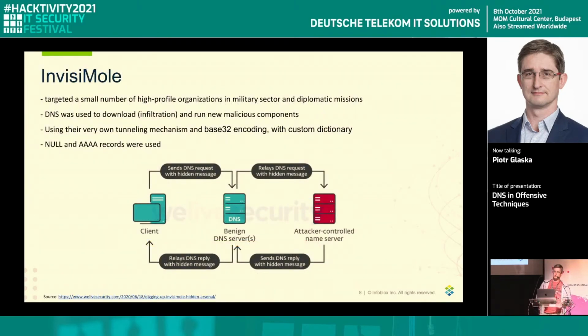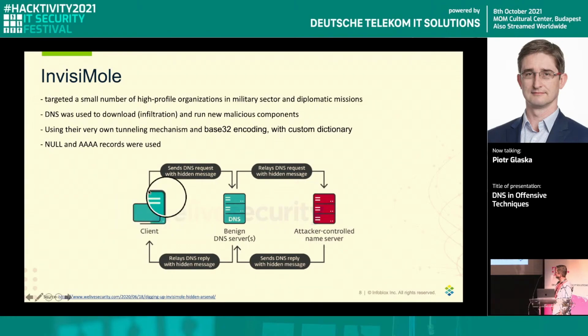A different technique used by the attackers during C2 communication is infiltration, or generally downloading modules onto the infected host. This also could be done over DNS. Here we have an example of an advanced group, Visimal. This was nicely described in an ESET threat research report.